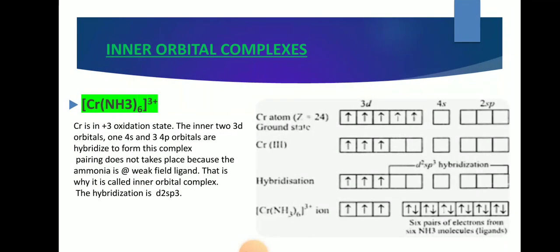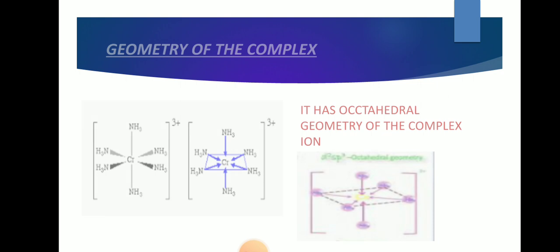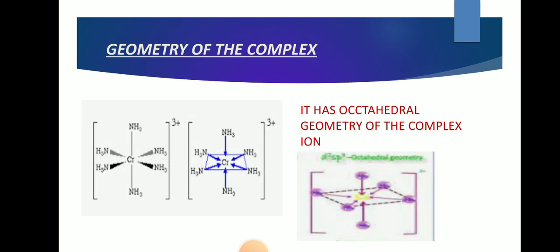Inner orbital complex. First example is hexaamminechromium. Chromium in this +3 oxidation state, the inner 2 3d orbitals, 1 4s and 3 4p orbitals are hybridized to form this complex. Pairing does not take place because ammonia is a strong field ligand. That is why it is an inner orbital complex. The hybridization is d2sp3 and you can see in this slide the electronic configuration of this complex. Geometry is octahedral. You can see all the angles are 90°, and 4 are in one plane and 2 are in the axial plane.